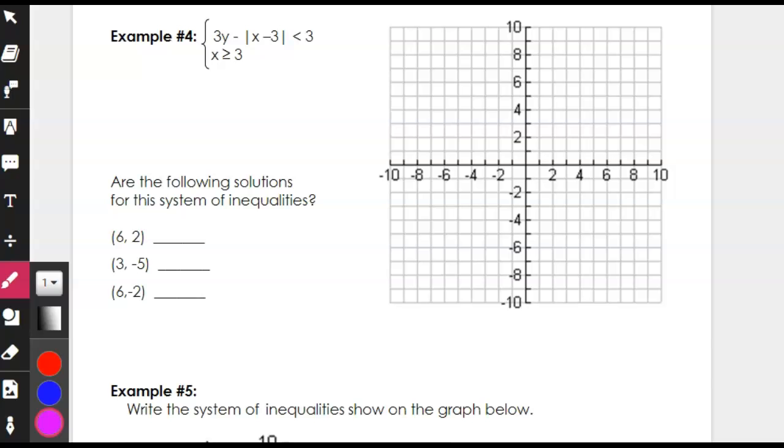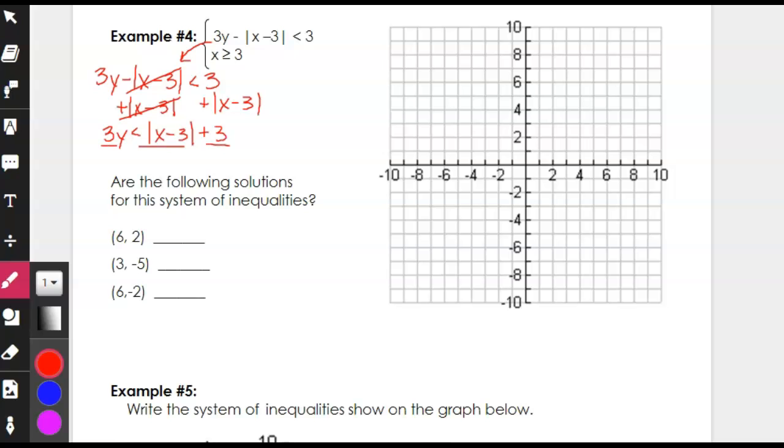I do want to let you know that this is not solved for y, but whenever you solve for y, you want to move that absolute value over all in one piece. So you want to add the absolute value of x minus 3 to both sides. It's kind of like parentheses. It's got to all stay together. So 3y is less than the absolute value of x minus 3 plus 3. And then you have to divide all terms by 3.